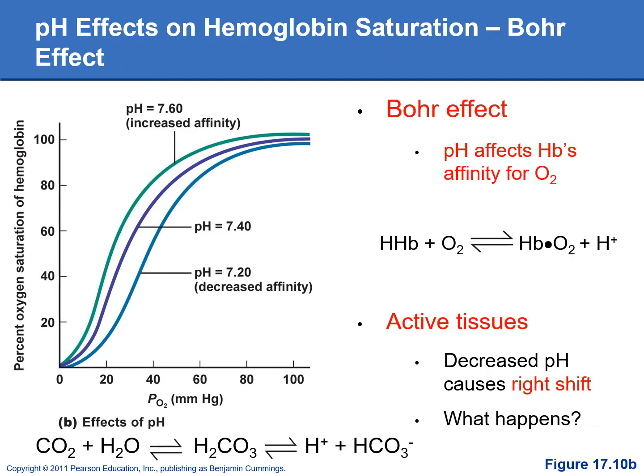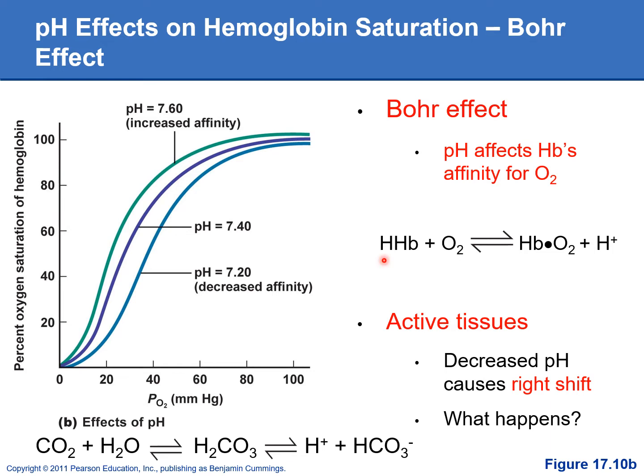pH will also shift the curve to the right or to the left. This is called the Bohr effect, just named after the scientist that discovered it. The way I remember this is that the word Bohr has an H in it, and so does pH, so those two go together if that helps you. So pH will affect hemoglobin's affinity for oxygen, or how well it binds to the oxygen.